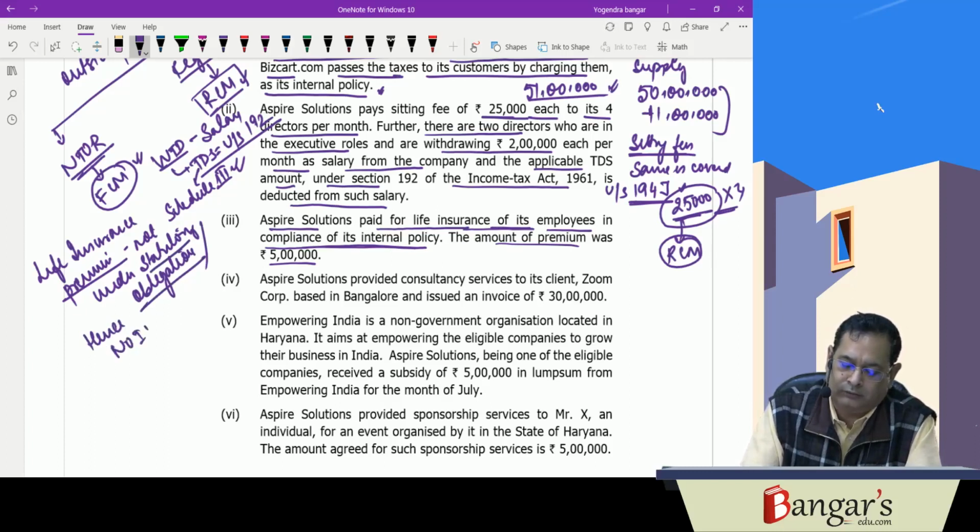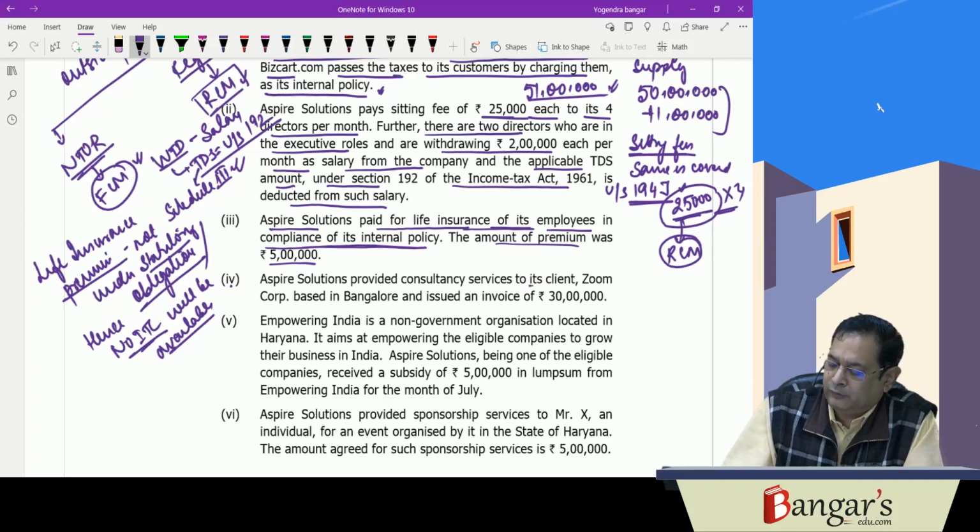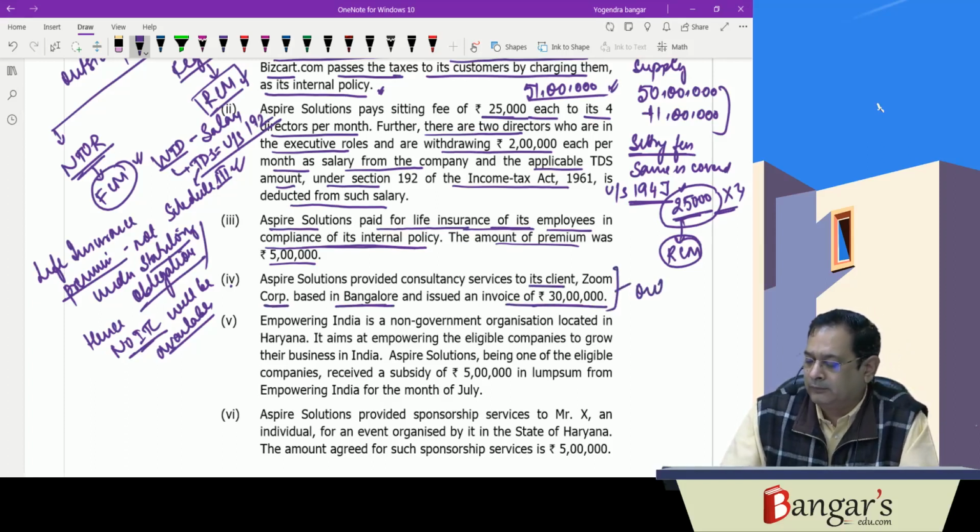Hence, no ITC will be available of the GST so paid on the premium. Then Aspire Solutions provided consultancy services to its client, Zoom Corporation, based in Bangalore, and issued an invoice of 30 lakh rupees. This is outward supply.